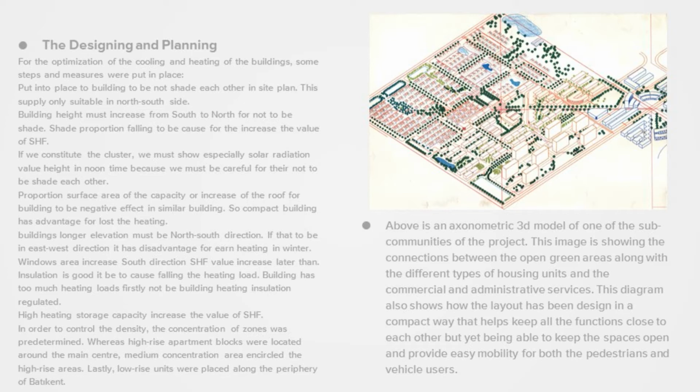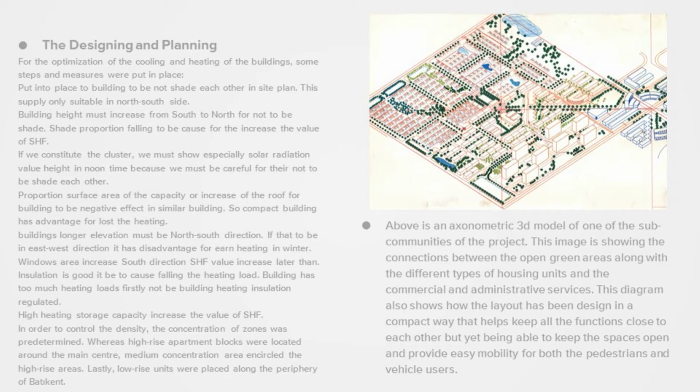The high-rise apartment blocks were also allocated along the main center. The medium concentration areas are encircled by the high-rise areas, and lastly the low units were placed along the periphery of Batikent, meaning they dispersed the population so as not to cause congestion within just one zone of Batikent.